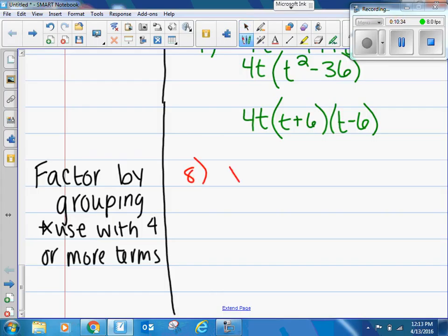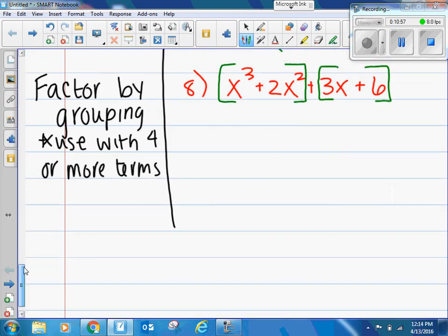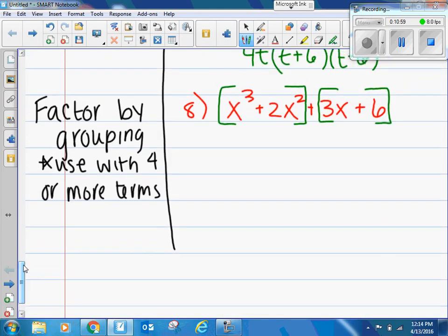So we have x to the third plus 2x squared plus 3x plus 6. To do this grouping, you are going to group these first two terms together and then these last two terms together. You are then going to look at these first two terms and GCF what you can out of here. I can pull out an x squared because they both have two x's. So I'm going to pull out an x squared, and what do I have left inside? X plus 2.